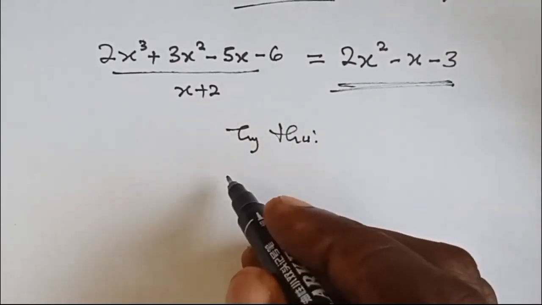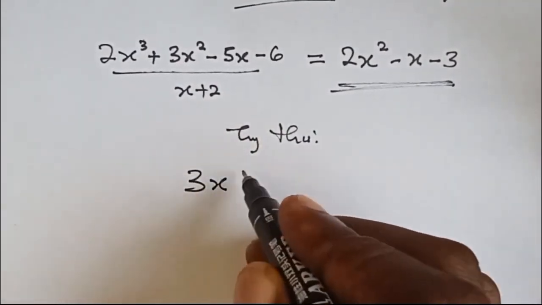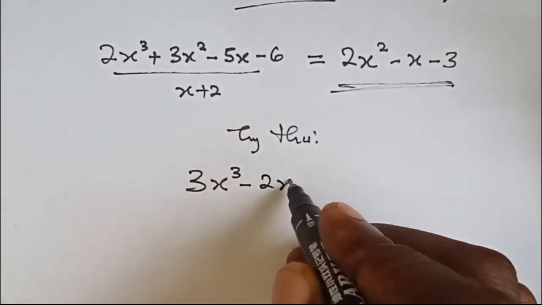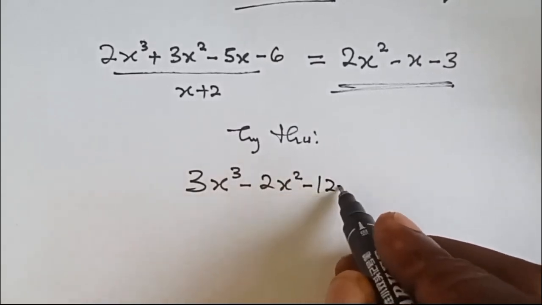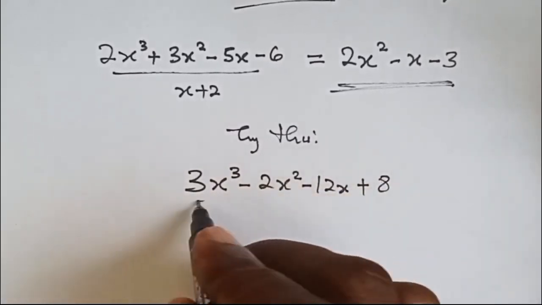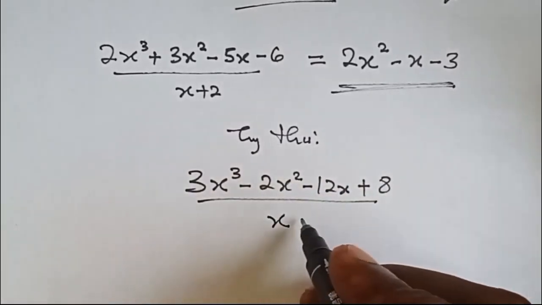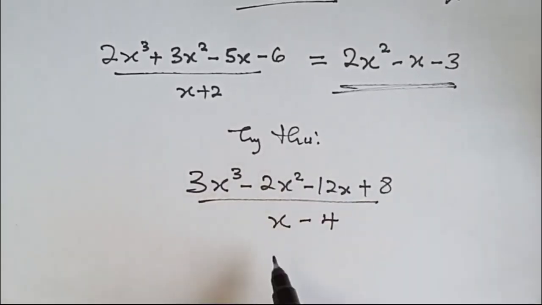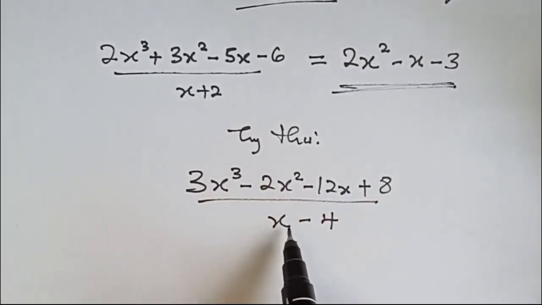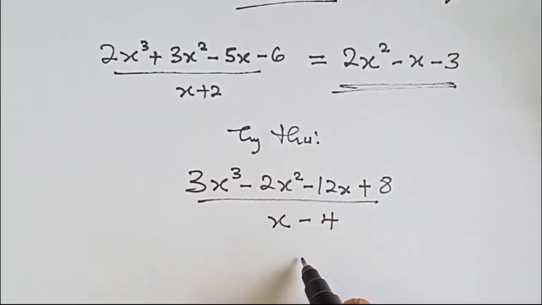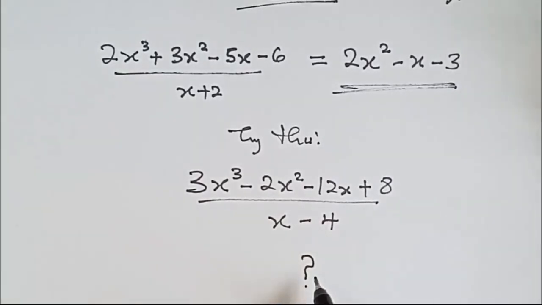Alright, so let's try this. Now let's divide 3x raised to power 3 minus 2x squared minus 12x plus 8 by x minus 4. Right, so let's divide this by this using long division, and then let's write our answer in the comment section.